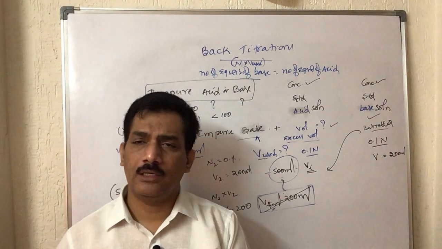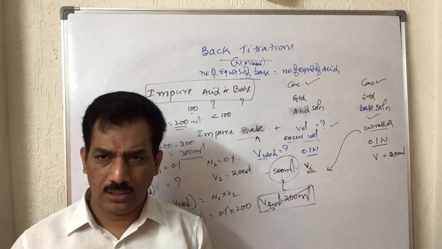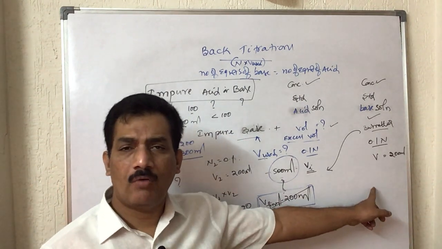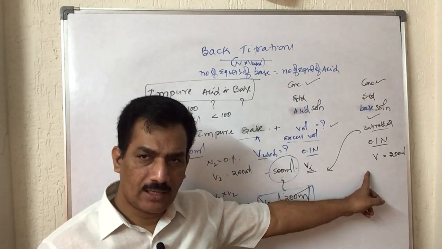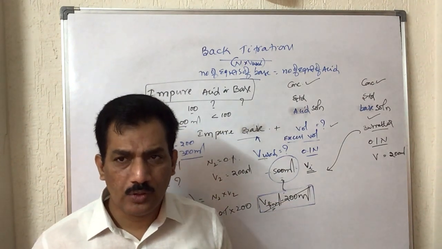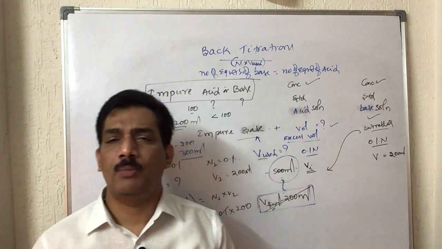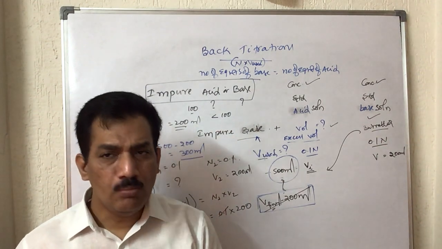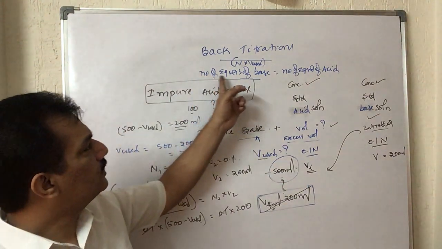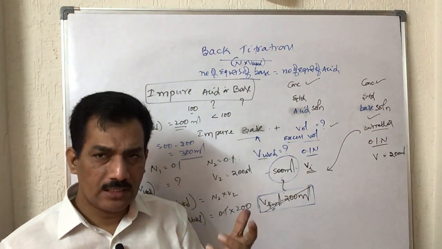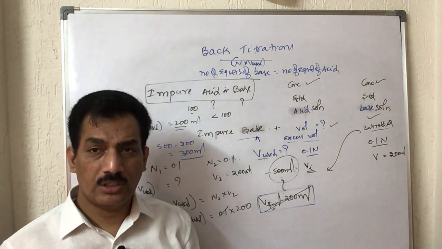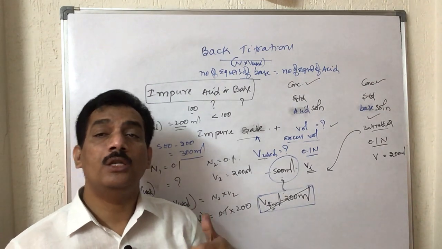Is it not? It is nothing but the initial volume taken minus the final volume we are measuring from back titration. So this difference is nothing but the volume of that solution used for the complete neutralization of the impure acid or base. Thereafter we consider the number of equivalent weights of acid or base, nothing but normality, which we already know because we are using the standard solution, into volume used.